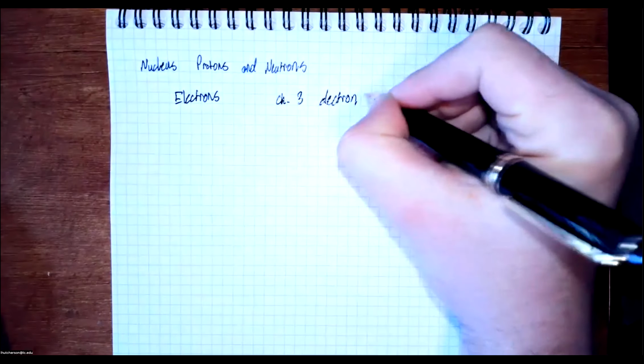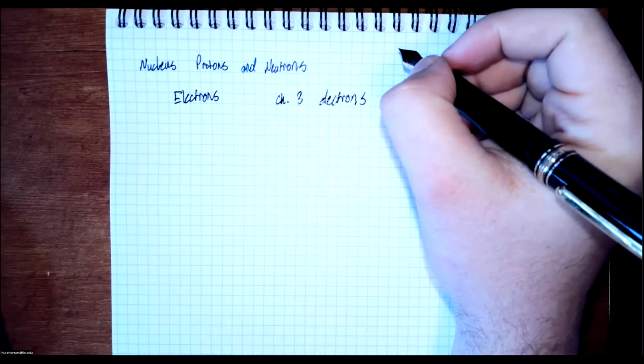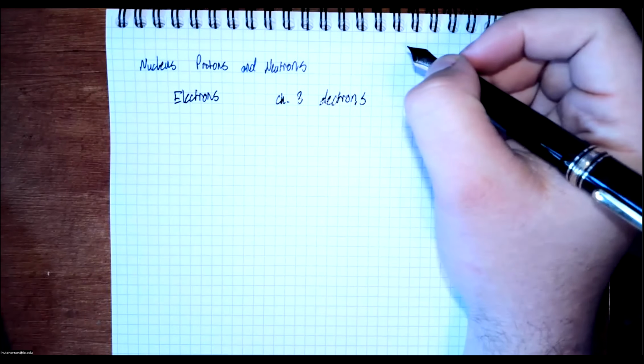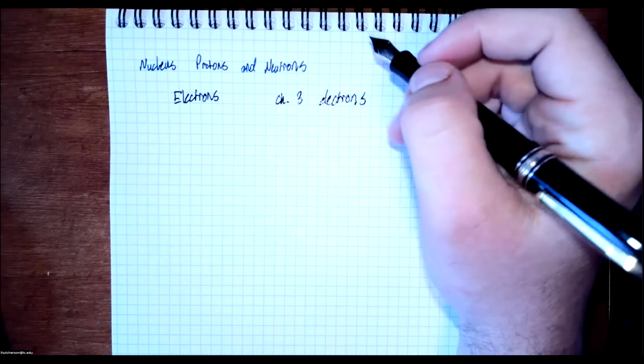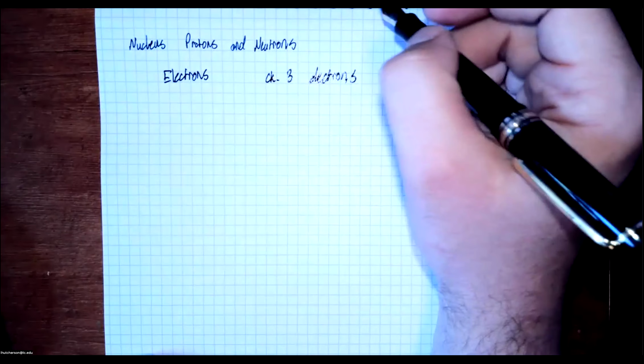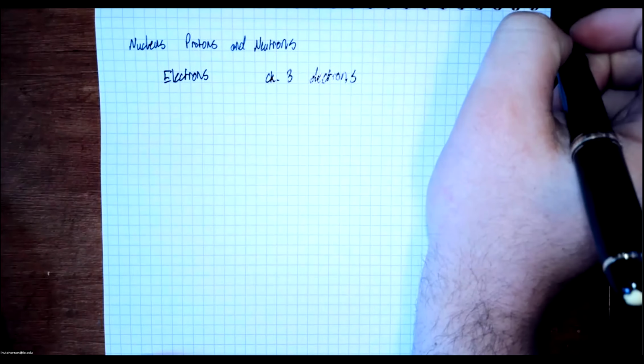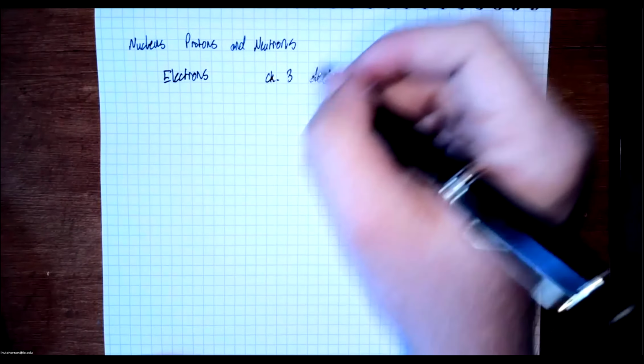Now, why do we care about electrons? Electrons are essentially what give us bonding. They also dictate actually quite a few of the chemical properties that a given element has, but we're going to focus on them in chapter 3 specifically because of bonding.